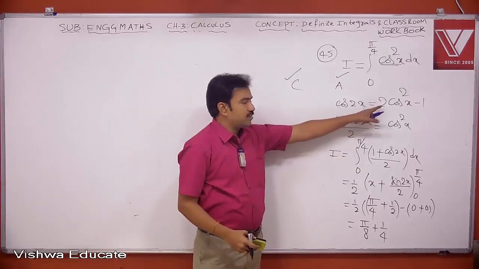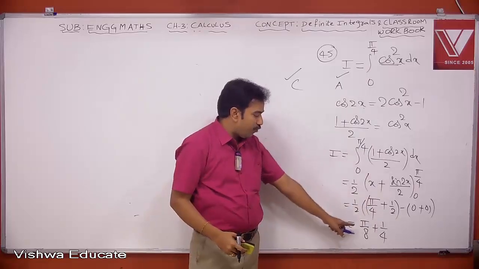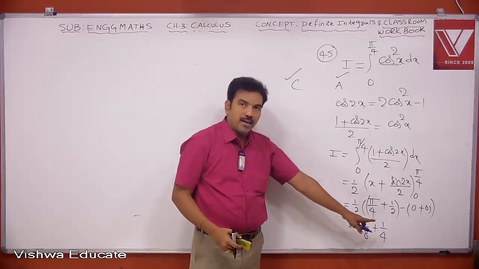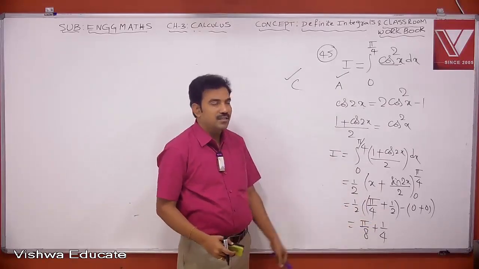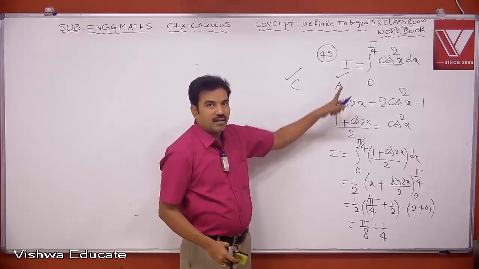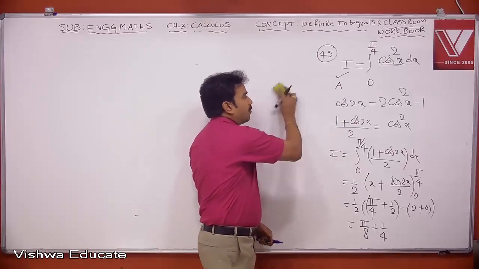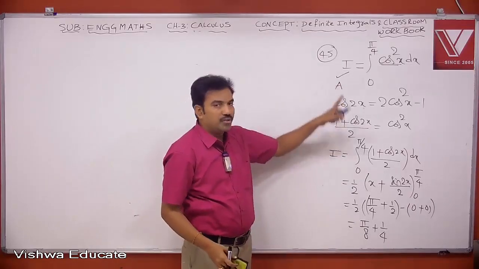So just cos 2x is this. Apply normal integration followed by limits. We are getting pi by 8 plus 1 by 4. So option A is the right answer. This is for the previous question, so it is option A.